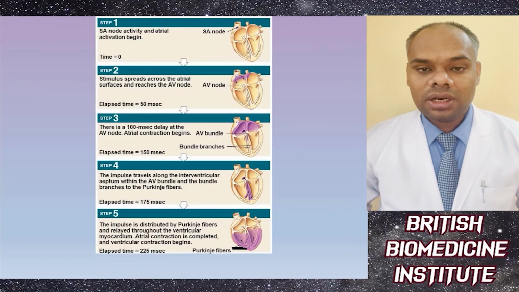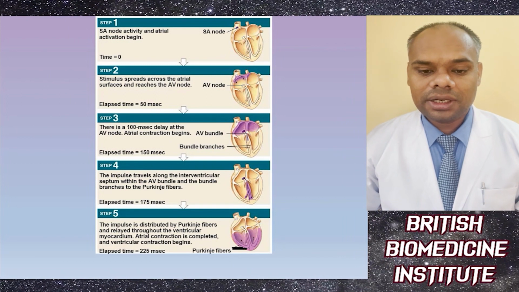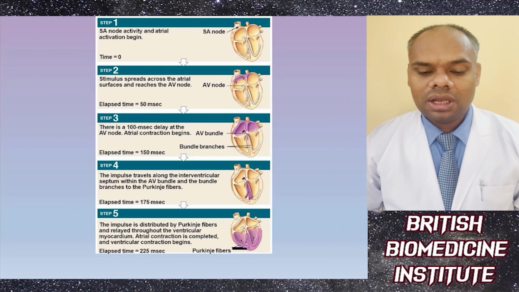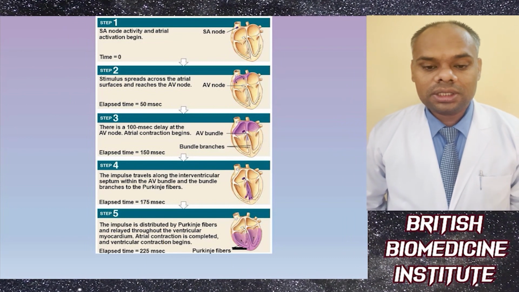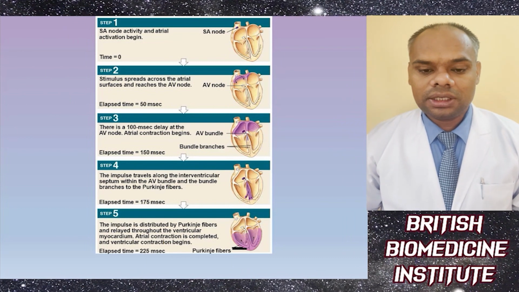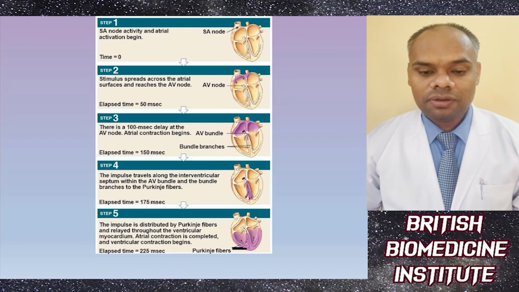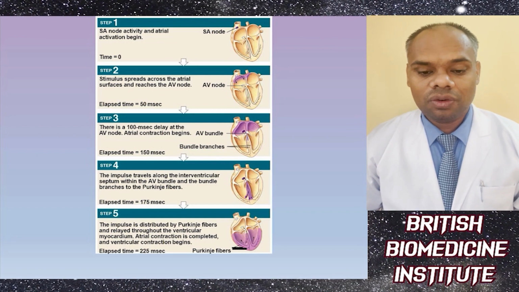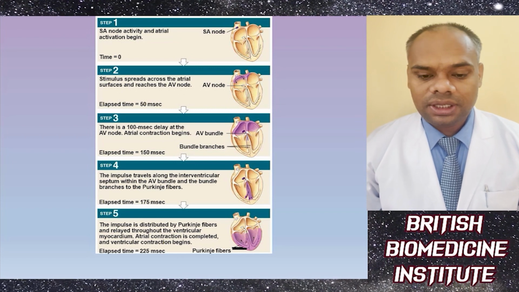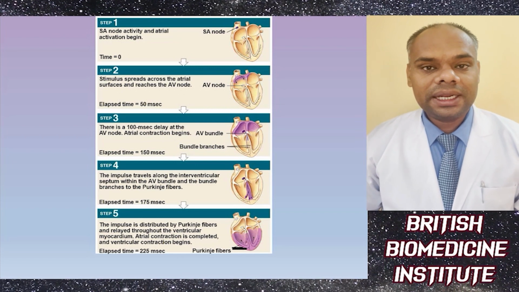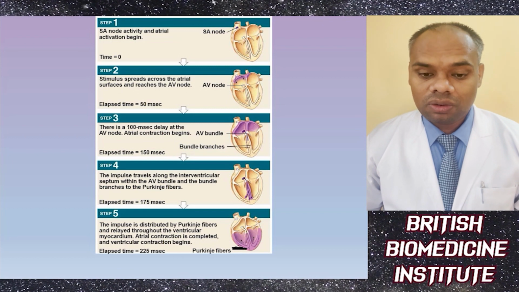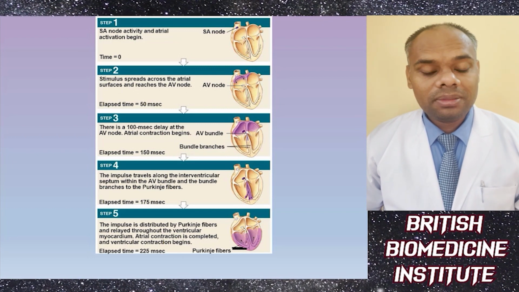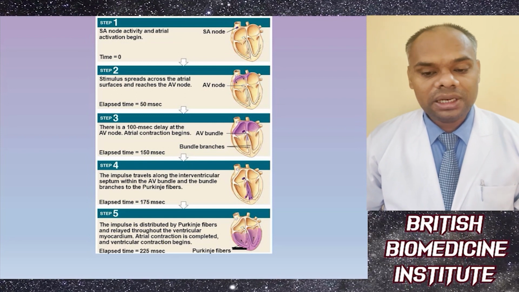So in step 1, SA node activity and atrial activation begin. The time is 0 milliseconds, at the SA node. In step 2, the stimulus spreads across the atrial surface and reaches the AV node. The time is only 50 milliseconds. In step 3, there is a 100 millisecond delay at the AV node. Atrial contraction will begin and the time elapsed is 150 milliseconds.